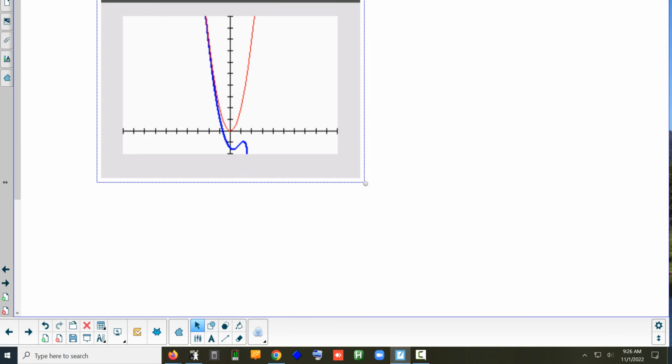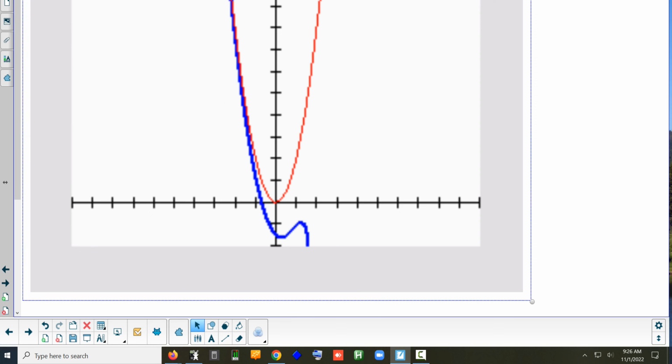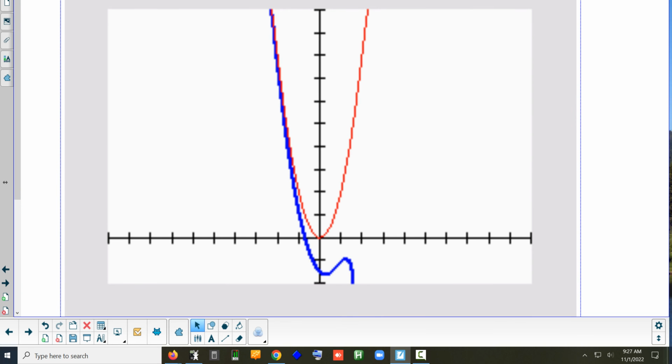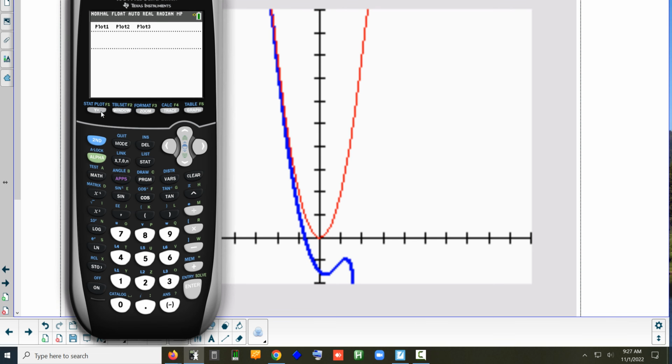What did you plug in for y2 again? 2x squared. Okay, so that line in red, you know what, I could even make it dotted so we remember it's an asymptote. You don't have to make it dotted, but I'll make it dotted. There we go. Let's graph.